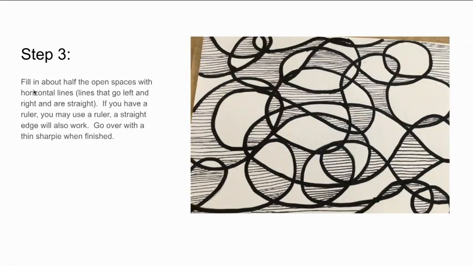Our next job is to fill in about half the open spaces with horizontal lines. Those are lines that go left and right and are straight. If you have a ruler, you may use a ruler. A straight edge will also work. Go over this with a thin Sharpie when finished. So these were all originally pencil lines, and then I went over it with a thin Sharpie.